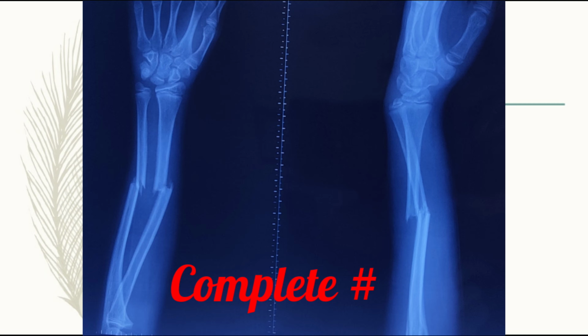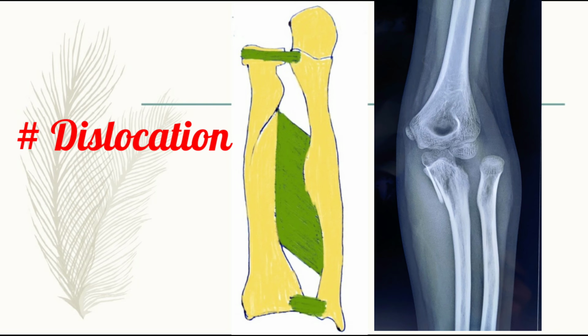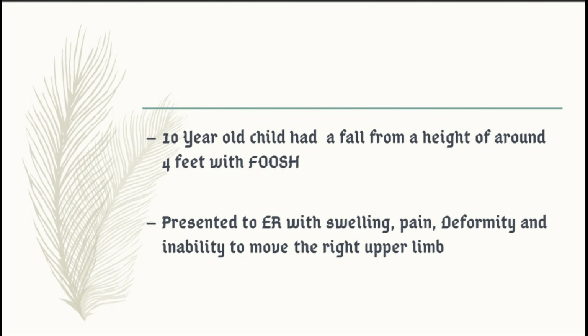Then we have a complete fracture in which both the cortices are broken, and depending upon the displacement, they could be either undisplaced or displaced. Then we have the fracture dislocations, in which there is fracture of one bone along with dislocation of the other. In this X-ray, it's a Monteggia fracture dislocation.